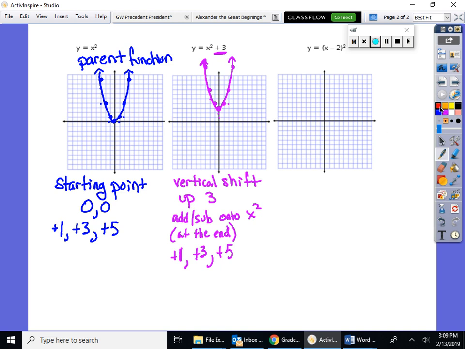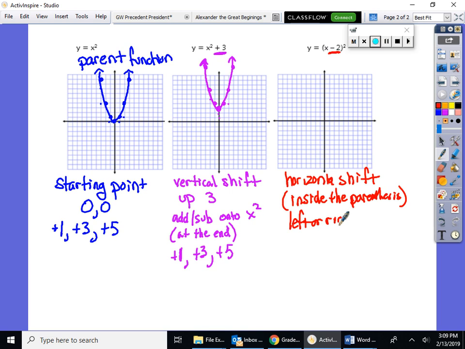And then the last one, notice how inside of a parenthesis it says minus 2. So this is our horizontal shift. The horizontal shift is inside the parenthesis. Since it's inside the parenthesis, we're either going to go left or right.